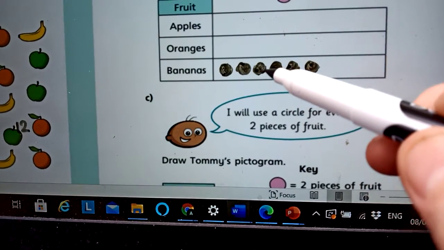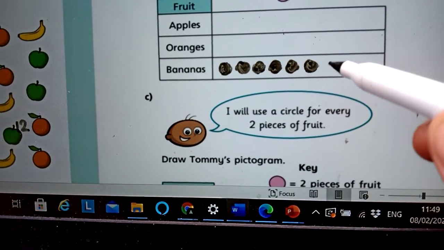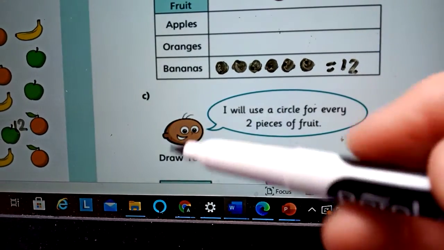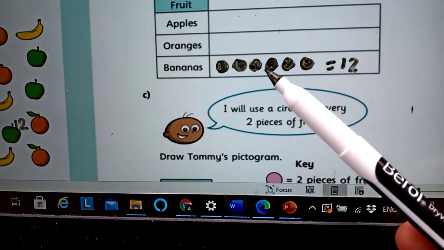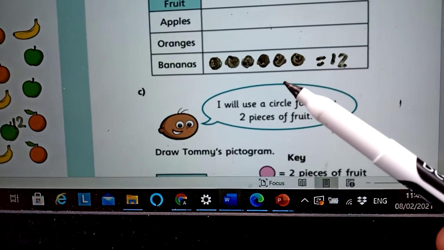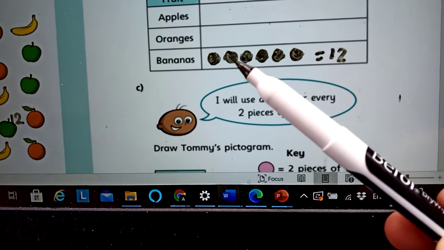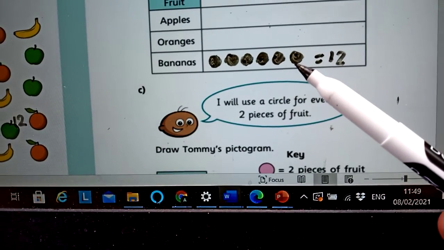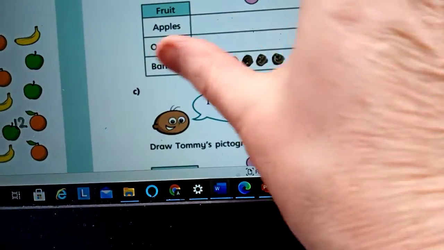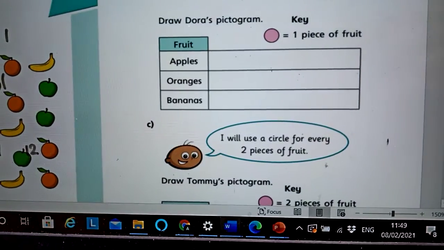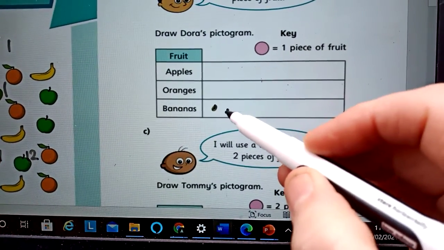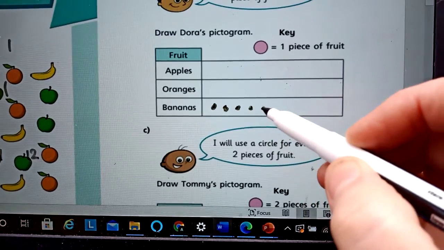So 2 add 2 add 2 add 2 add 2 add 2 equals 12, doesn't it? Now, Arnaby, it looks like I've only got 6 things. 1, 2, 3, 4, 5, 6. But you know, Arnaby, don't you, that inside each of those bigger dots now isn't one banana, but 2. Okay? So when you come to do that table, that's really easy because one piece of fruit is one dot. So you'll need 12 bananas.